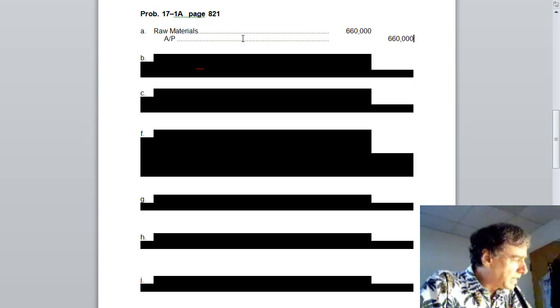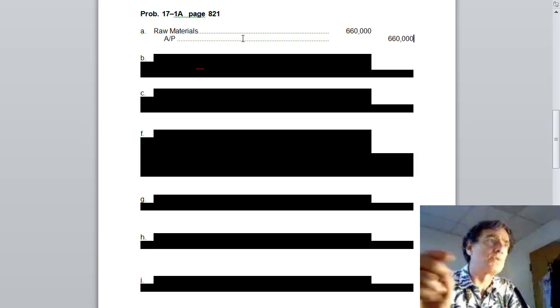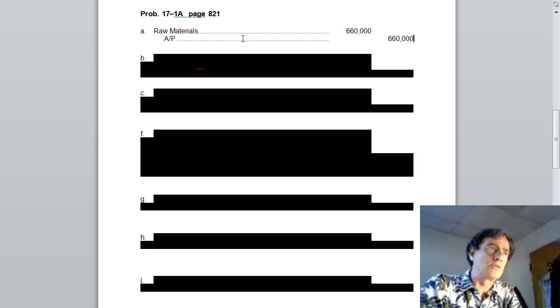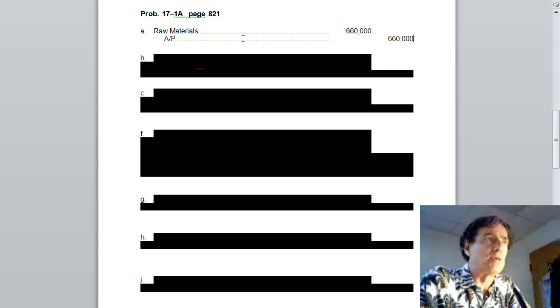So they said the magic words on account, so that's why we have to credit accounts payable for the liability of stuff purchased that we have to pay for later.